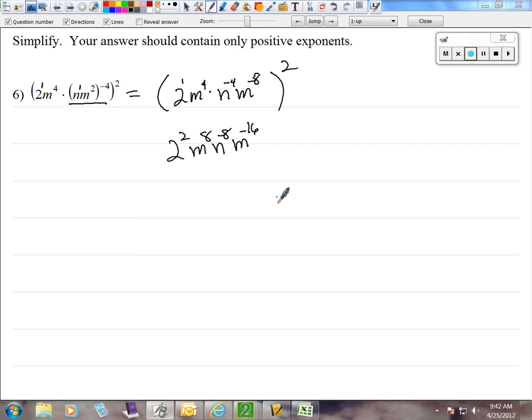What 2 could we combine? I'm going to go ahead and make this 4. Then you'd have m to the negative 8, n to the negative 8, wouldn't you? When you add 16 and negative 8 on the m's, or negative 16 and positive 8. And then one more step, and what would we have for our final answer?